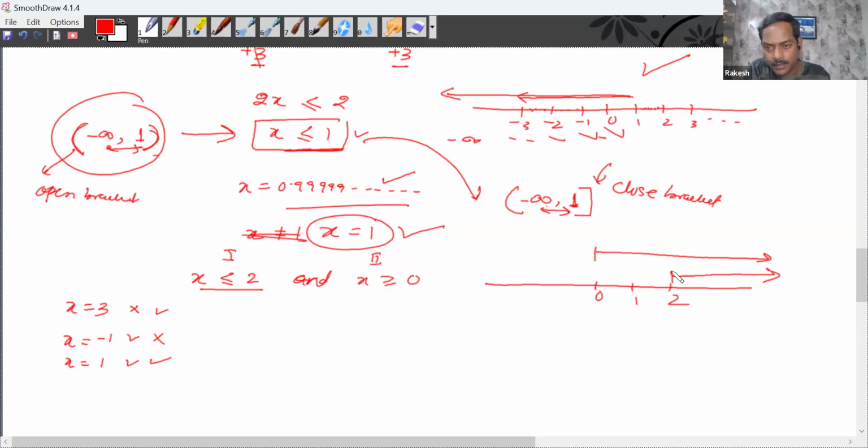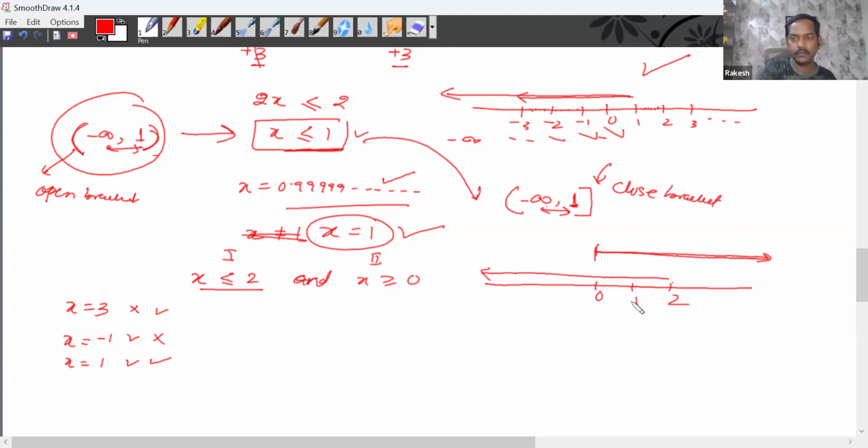Graphically, you will see that the solution for the first portion is this. The solution for the second portion is this, right? I have made a mistake, guys. I'm very, very sorry. X less than 2 is this one. It has to be less than 2, right? Please rectify this. X less than 2 is this, and x greater than 0 is this. I want a common solution.